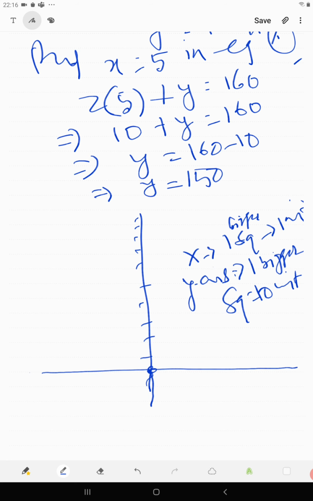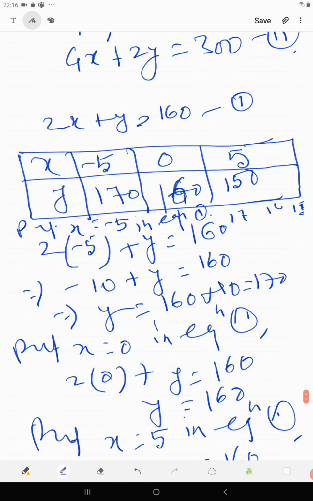Because if you take 170, 160, 150, it will be a very big number. That is why I took one bigger square as 10 units. So it will be easier for you than to convert it.